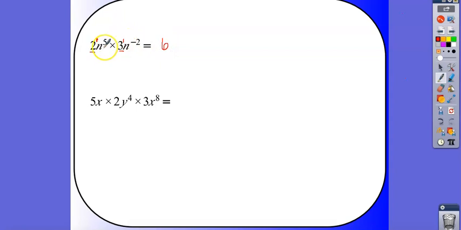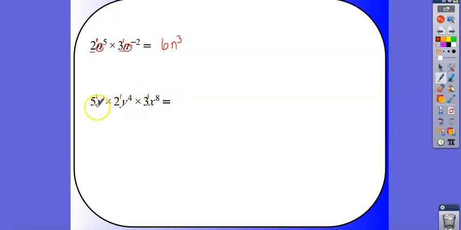Now when I multiply n to the 5th times n to the negative 2, the bases are the same. The base is n, the base is n. So I get n, and I'm going to add 5 and negative 2, and I get 6n cubed. And I'm done. Let's come down here. I could think of 5 as having a power of 1. Look at this x. I could think of it as having a power of 1 too. The 2 does not have a power. It could be 2 to the 1, y to the 4th. You could think of this as 3 to the 1, x to the 8th.